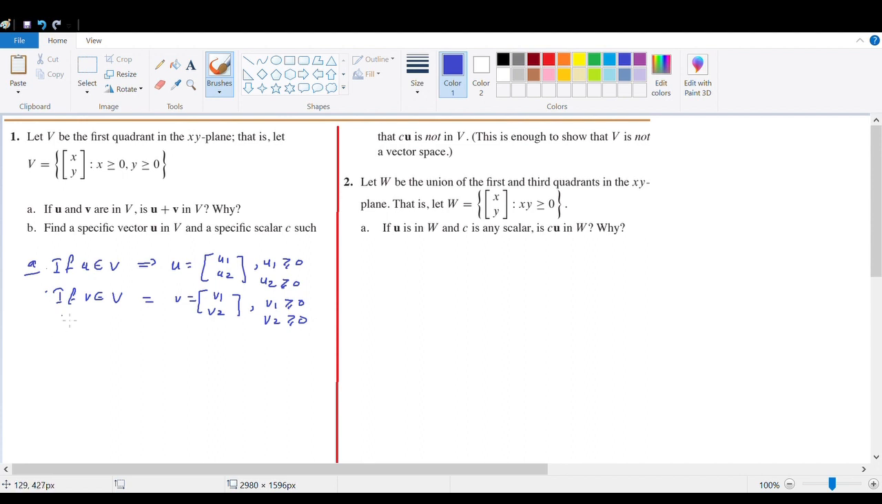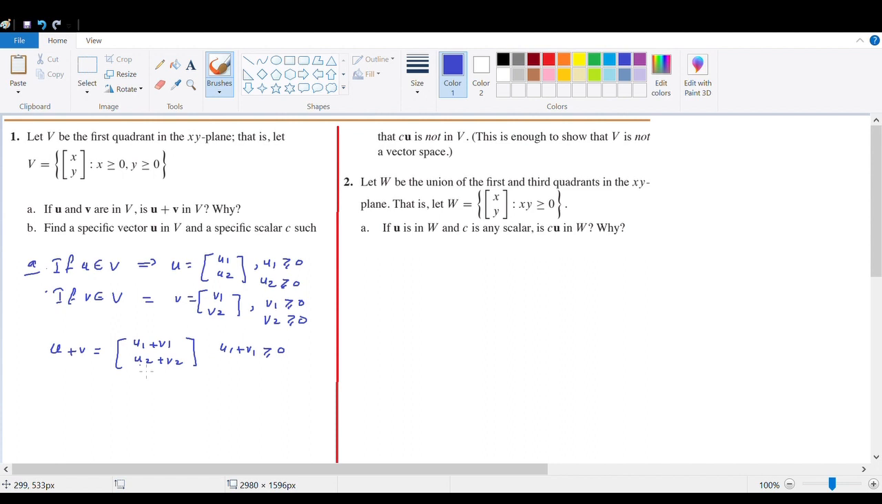Now we need to know, if u is in V and v also is in V, is u plus v in V? So now u plus v will be equal to (u1 plus v1, u2 plus v2). Since u1 is greater than or equal to 0 and v1 is greater than or equal to 0, both of them are non-negative. That means u1 plus v1 should be greater than or equal to 0, because the sum of non-negative numbers is a non-negative number.